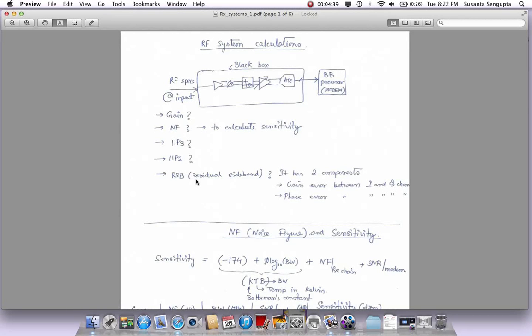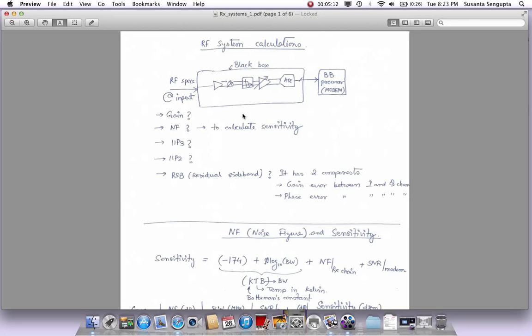Then there is another thing that I haven't talked about while we were doing LNA and the mixers, which is called the RSB, residual sideband. And it has two components. One of them is the gain error, another is the phase error. And this is between the I and Q channels. Remember, I'm only showing one channel here, but actually there are two identical channels, one I, one Q. And since they're identical, they should not have any error in gain. But there is always going to be some finite error in gain between I and Q. That is the gain error.